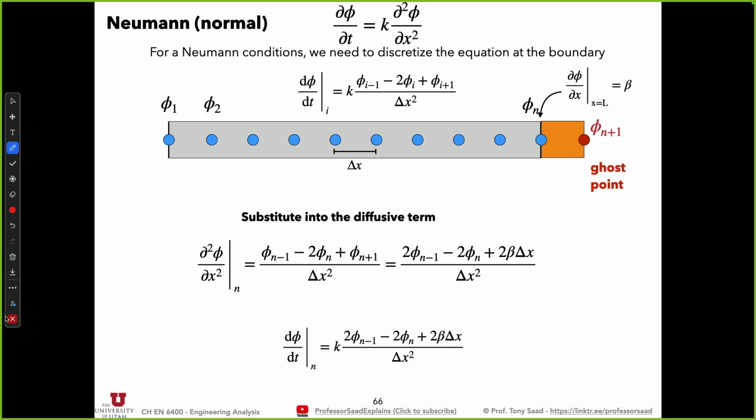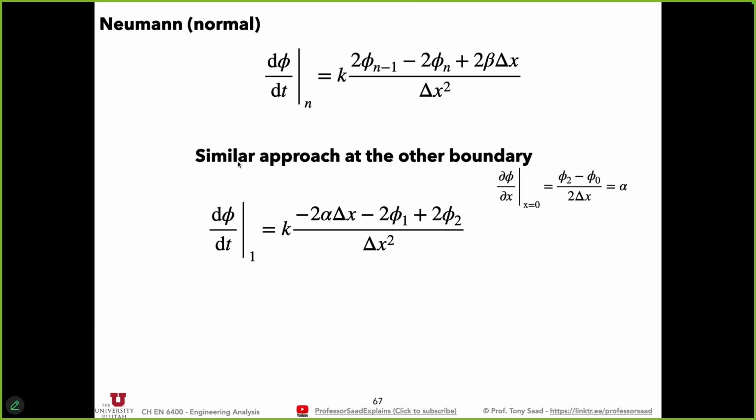Let me clear this. We can continue with this similar approach on the other boundary. So on the left boundary, if you had d phi by dx equal alpha, so I use alpha on the left boundary and beta on the right boundary, you do the same thing, but right now d phi by dx central is phi 2 minus phi 0 over 2 delta x. Phi 0 is the ghost point in this case, and your discretization results in this ODE at the left boundary.